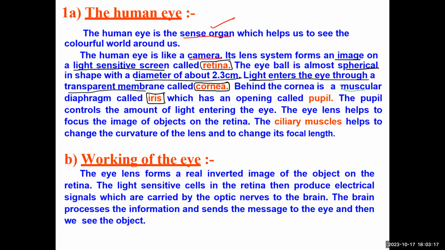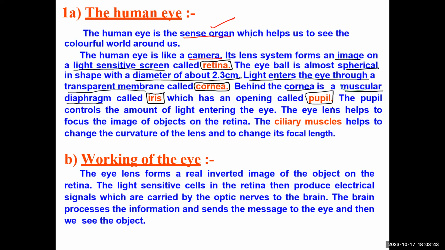Now let us study what this iris is. Where is this iris present? This iris is present behind the cornea. And what is this iris? Iris is a muscular diaphragm. This muscular diaphragm is called the iris, which is present behind the cornea. And this iris has an opening, and that opening is called the pupil.